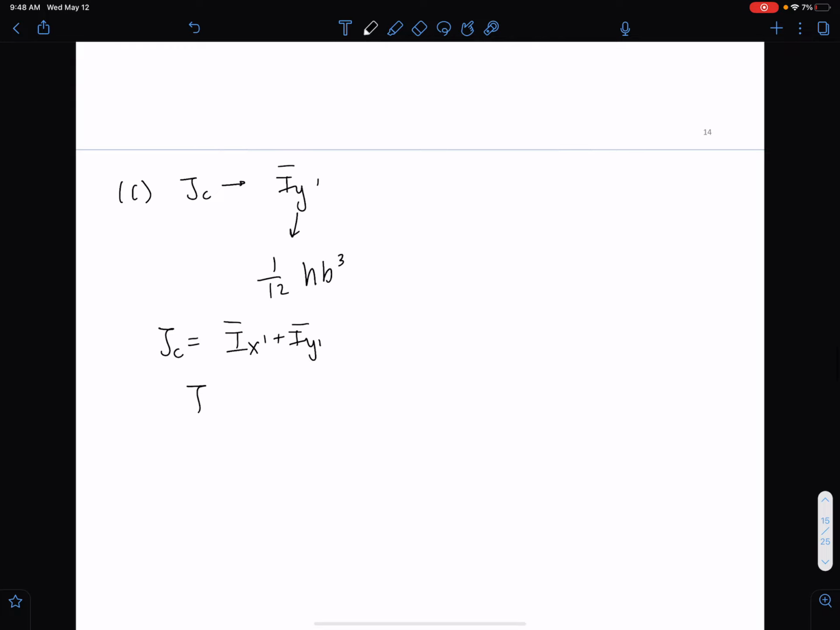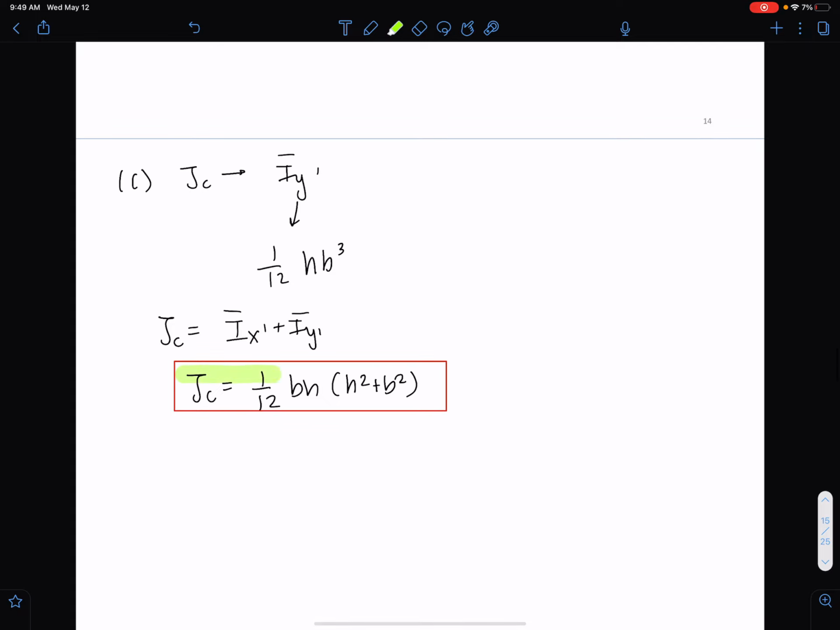Okay, and we can plug all this in and we get 1 over 12 area times h squared plus b squared. And this is the polar moment of inertia for any rectangular shape that you, again, don't have to derive again.